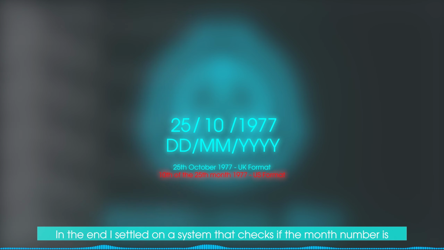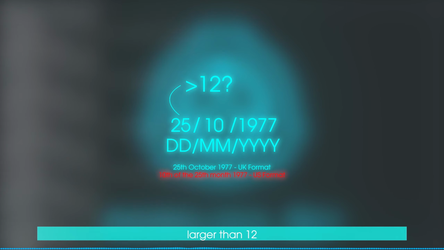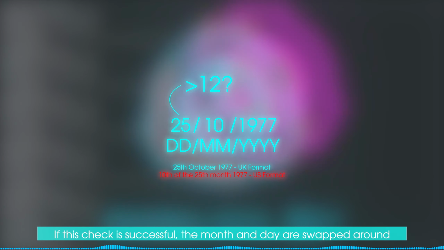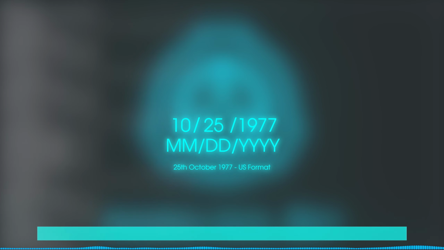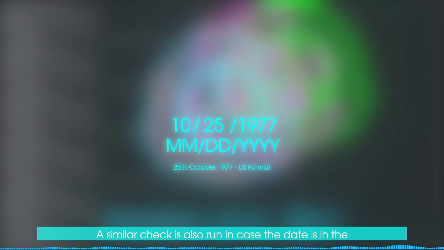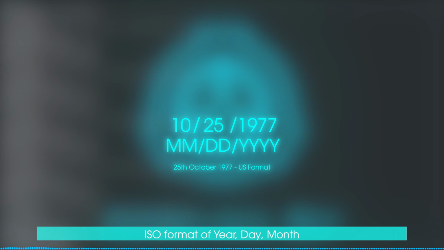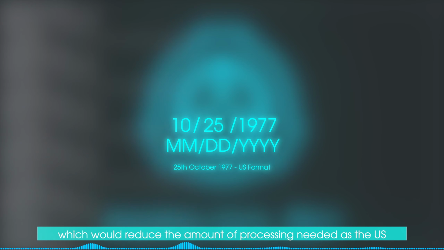In the end, I settled on a system that checks if the month number is larger than 12, which it would be if the date was in the US format and the day was past the 12th of the month. If this check is successful, the month and day are swapped around. A similar check is also run in case the date is in the ISO format of year, day, month. This means that all dates are converted to the US format, which would reduce the amount of processing needed as the US format is the most commonly found on the wiki.